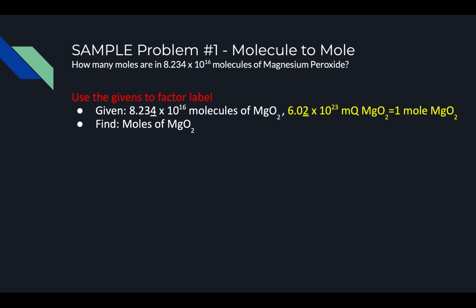Our first given is 8.234 times 10 to the 16th molecules of magnesium peroxide, which is listed first in the problem, and 6.02 times 10 to the 23rd molecules of magnesium peroxide equals 1 mole of magnesium peroxide. This was said earlier in the presentation. And finally, our find is the moles of magnesium peroxide.